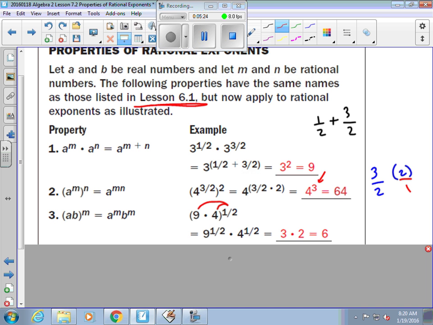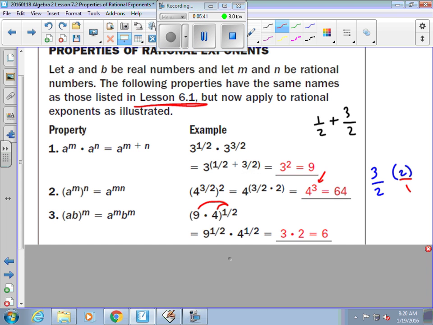We even said when we were doing the bell work that we should probably multiply 9 times 4 first. Yes, you should. But in this case, it's showing you how it works, in case you're doing variables which you can't multiply together. 9 to the 1/2 times 4 to the 1/2.